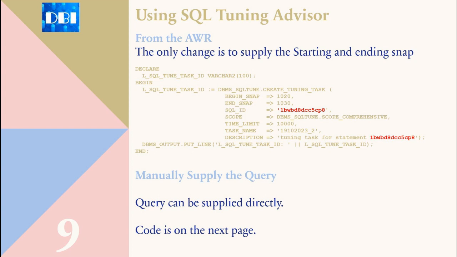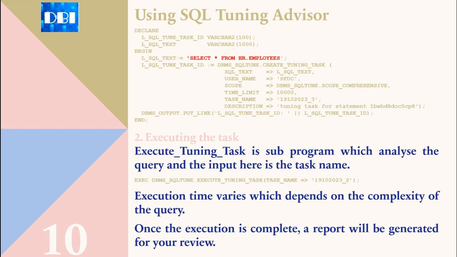The only change is to supply the starting and ending snap based on which the AWR report was generated. We can also supply the query itself, which is called manual supply. You can see the code in the next screen. In the script we can see a complete SQL statement has been passed to the analyzer. Now the second step in the tuning advisor is to execute the task.